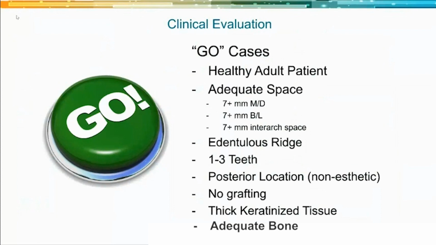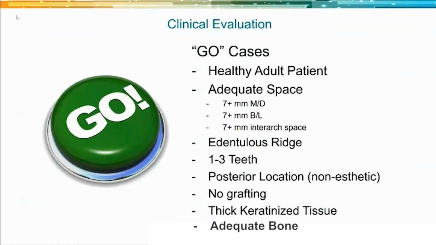Healthy adult patient, adequate space. And so in general, depending on the implant system that you pick, 7 millimeters of space mesiodistally, 7 millimeters of space buccolingually, and 7 or more millimeters of interarch space is a good place to start. If you have an edentulous ridge situation, that's a good place to start. If you're doing 1 to 3 teeth, posterior non-aesthetic location.